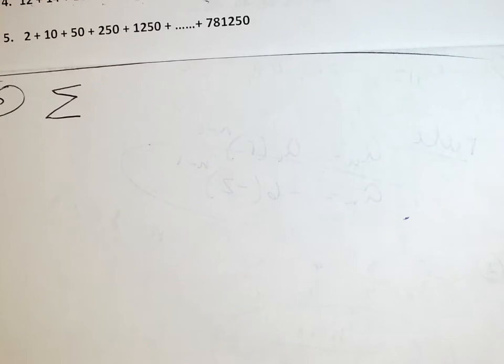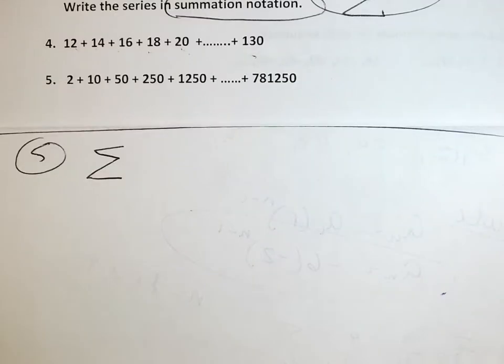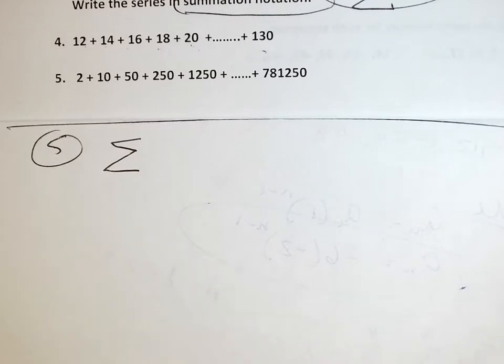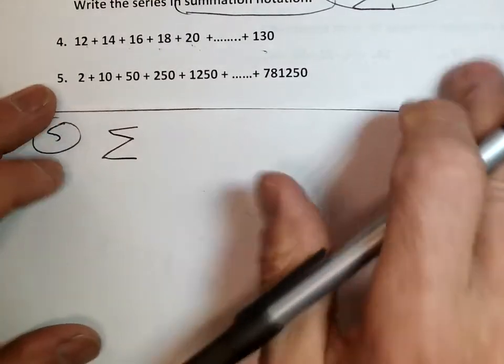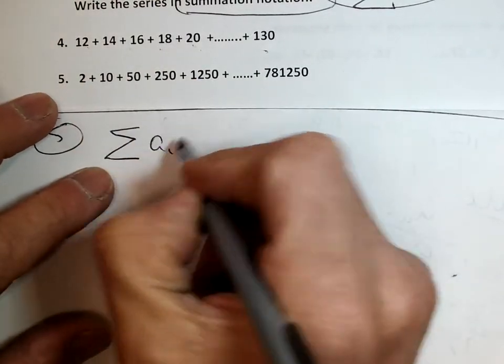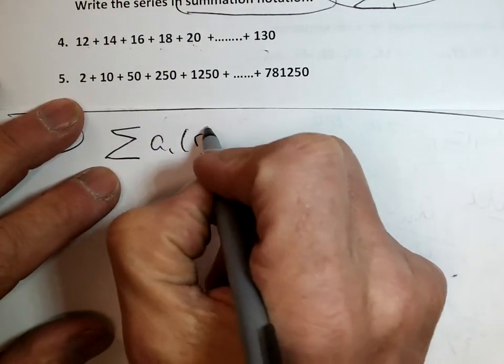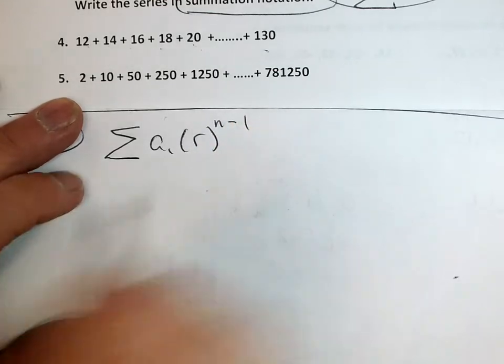Now, what do you see? What's going on in number 5? Let me slide it down. What do you see? You guys agree multiplying by 5, which means it has to be geometric, so we're going to use that formula there, okay? I'm going to go A1 times R to the n minus 1 power, okay?